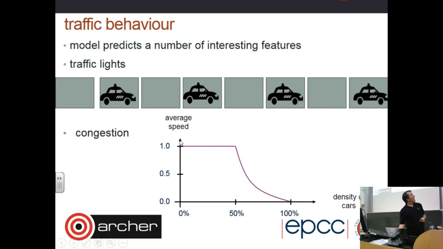But at the onset of congestion, the average speed drops surprisingly rapidly. Well, at least I think it's surprisingly rapid. This is the kind of graph you get. Above 50% filling, congestion sets in quite rapidly. This model actually produces even more interesting effects. I have a video of this which I might point you at.